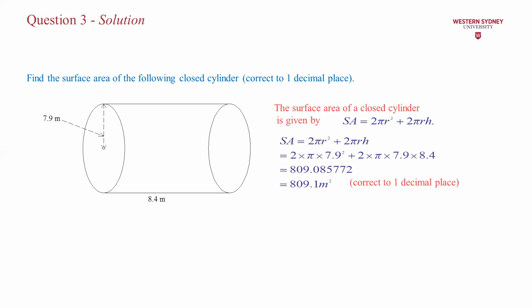The radius is 7.9 metres and the perpendicular height is 8.4 metres. Substitute those numbers into the formula and use your calculator to evaluate it. When you get your answer, you need to round it correctly to 1 decimal place. In this case, it is 809.1 square metres.